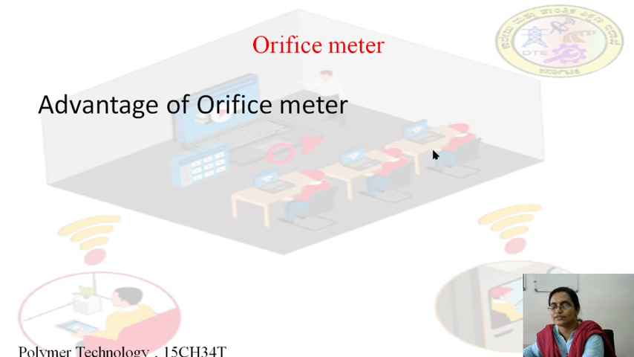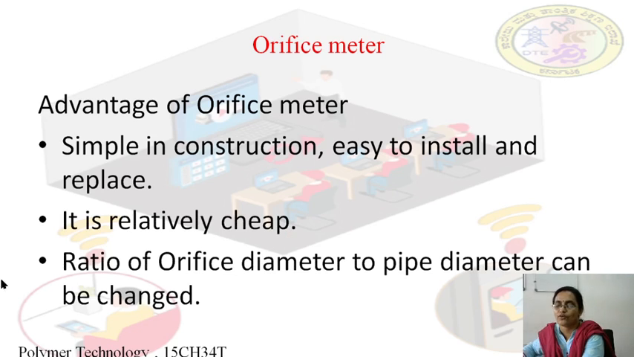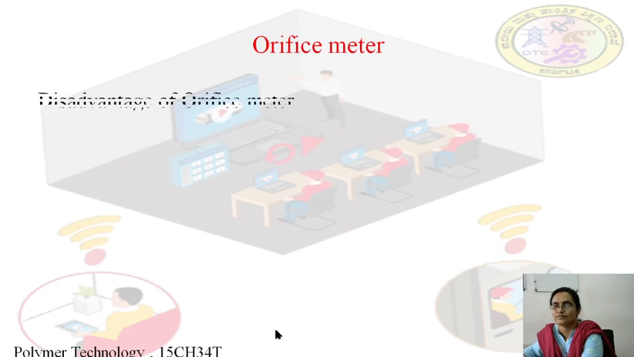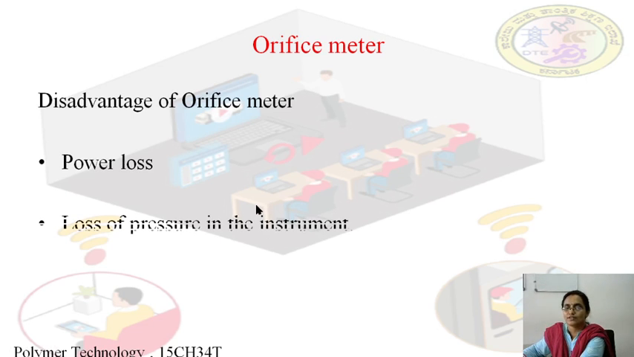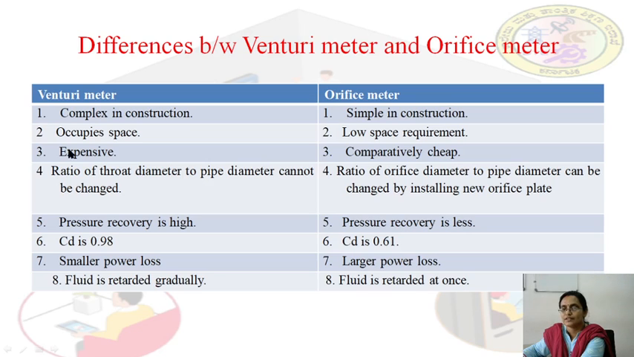Orifice meter: advantages. It is simple in construction, easy to install and replace. It is relatively cheap. The ratio of orifice diameter to pipe diameter can be changed. Disadvantages of the orifice meter: one is power loss. Second is loss of pressure in the instrument, and it cannot be used for slurries that may clog the orifice opening.